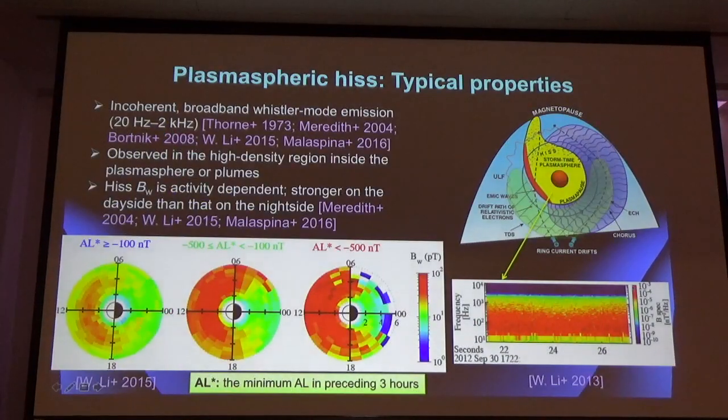Then let's look at the plasmaspheric hiss, which are also whistler-mode waves, but they're relatively incoherent and broadband waves, with frequency all the way from 20 Hz up to a few kilohertz. And hiss is typically observed in the high density region inside the plasmasphere or plume. If we look at their global distribution, we found they are also dependent on the geomagnetic activity. But different from chorus, they prefer to be stronger on the dayside than the nightside.